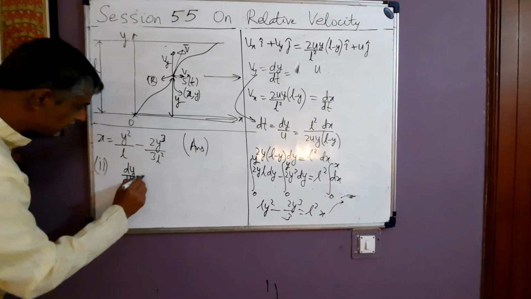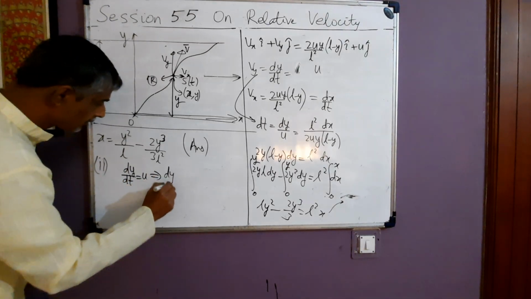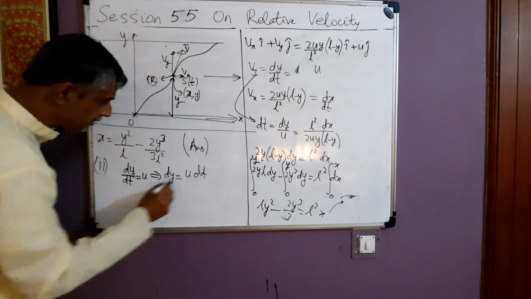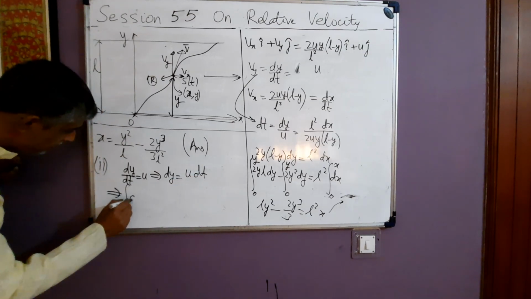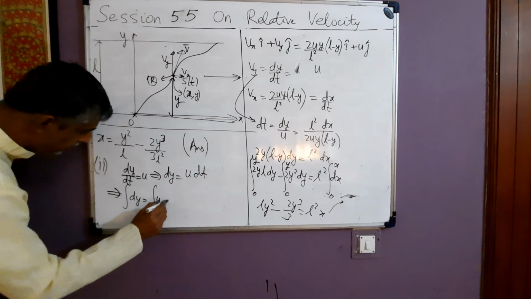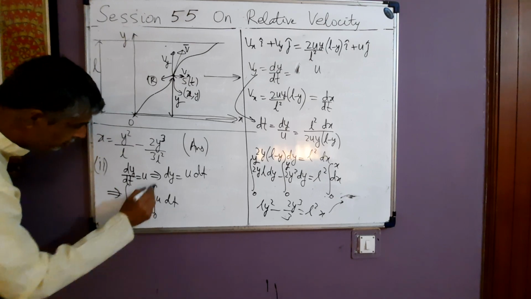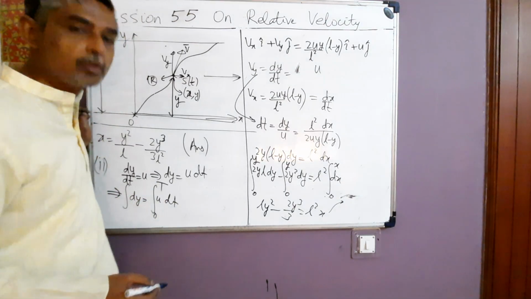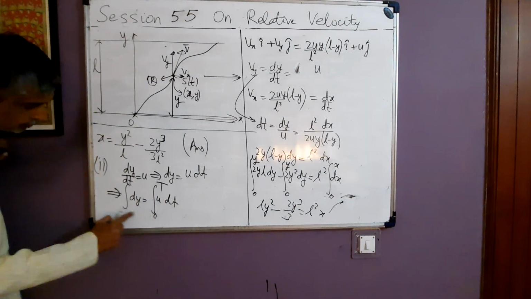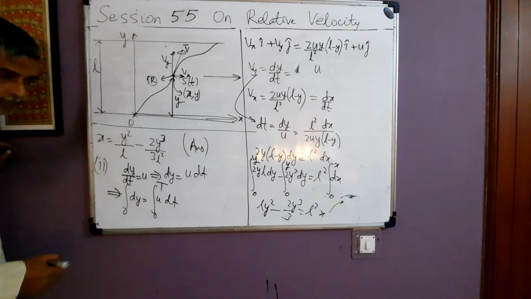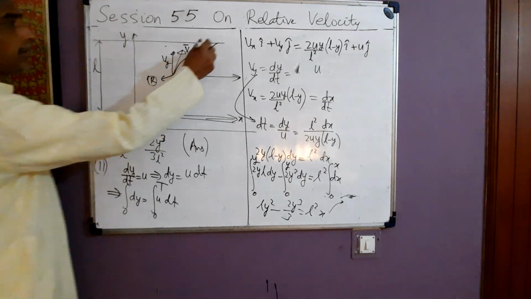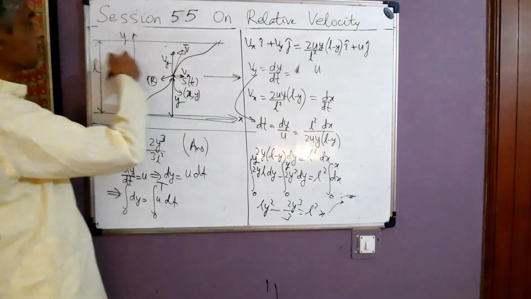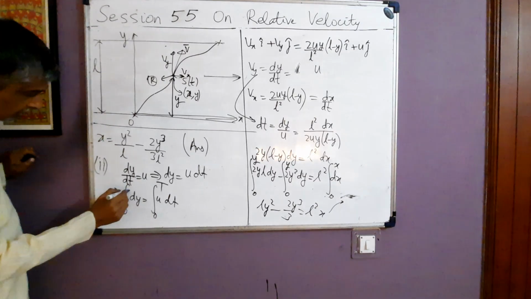dy by dt is equal to u, so dy is equal to u dt. Integral dy is equal to integral of u dt, from 0 to T. Capital T is the time taken by the swimmer to cross the river. Initially at time 0 the swimmer was at the origin, so the y coordinate is 0. When the swimmer crosses the river, his y coordinate will just be equal to the width of the river, L.